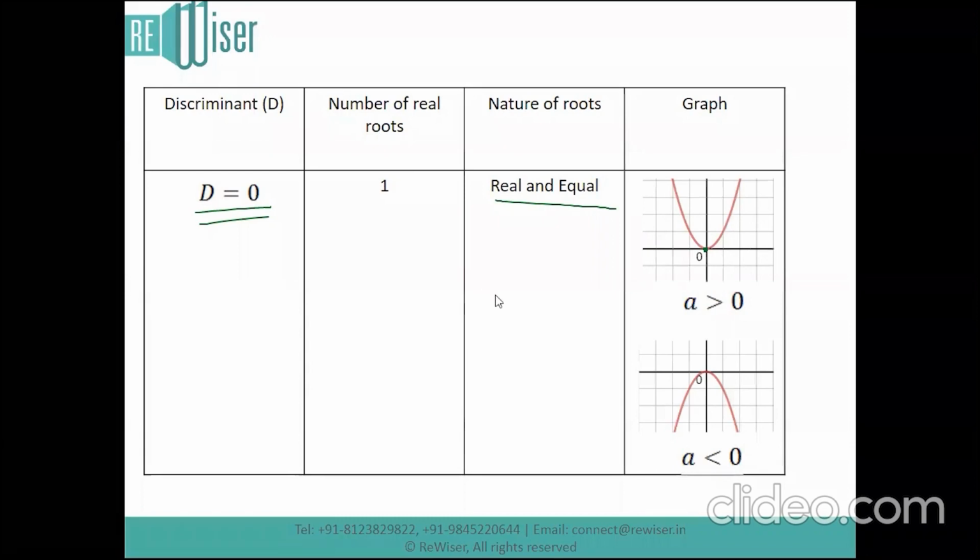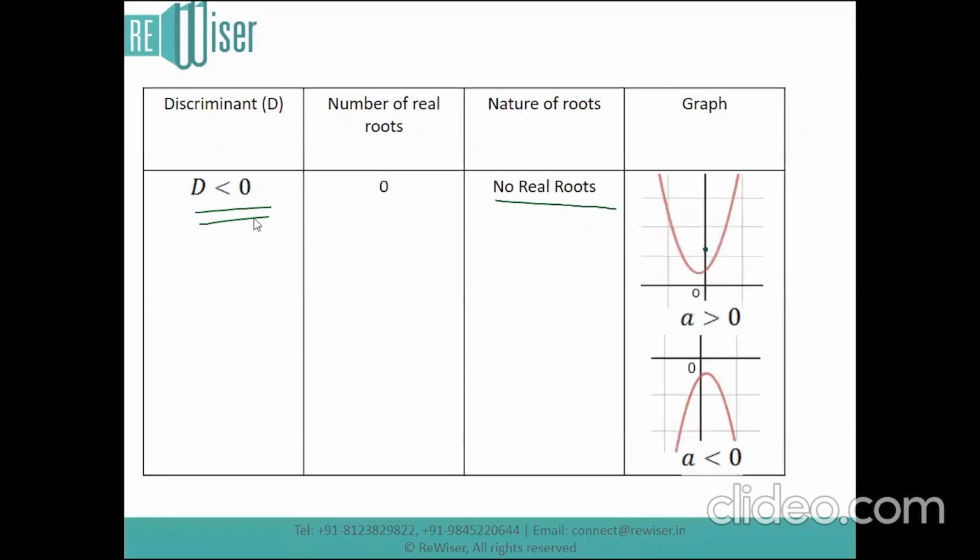And now, finally, if I talk about the discriminant being less than 0, less than 0 means there are no x-intercepts. That is the reason, as you can see, the parabola does not touch or intersect the x-axis. So in this case, I can say there is no real root.